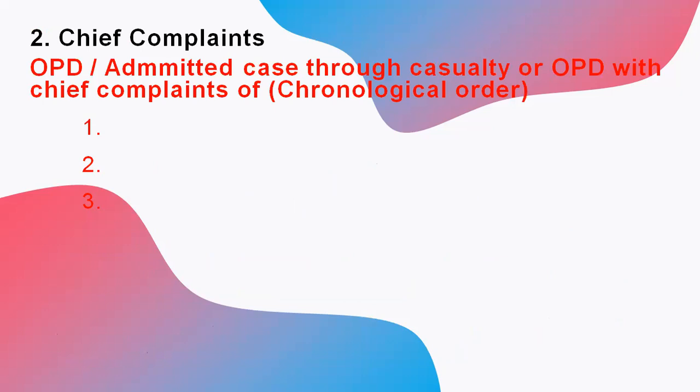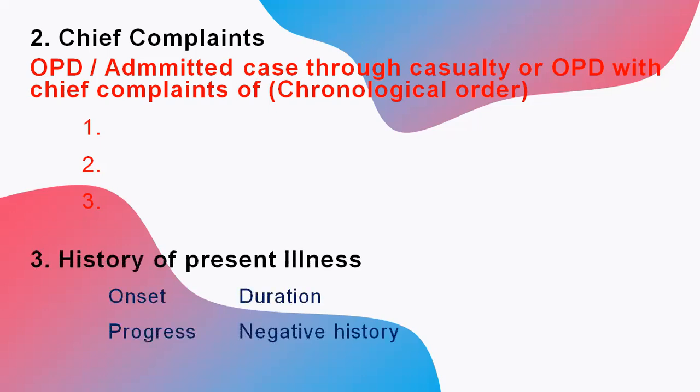Now we start the case after the general data: whether the patient is from OPD or an admitted case through casualty or OPD, and what the chief complaints are. You have to write down chief complaints by giving numbering in chronological order, meaning the complaint which came first should be written first, then the second, third, and so on. You have to enumerate the chief complaints and write down the duration in front of each complaint.